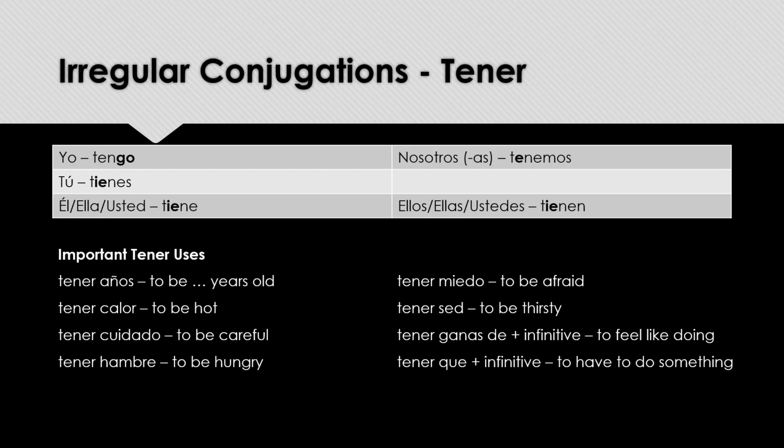Tener is an irregular verb that is frequently used, sometimes very literally. Tener means to have, and the expressions shown are also used with it, even though you would not necessarily say it that way in English. For example, tener años literally would translate to English as to have so many years, but in reality it means to be however many years old.